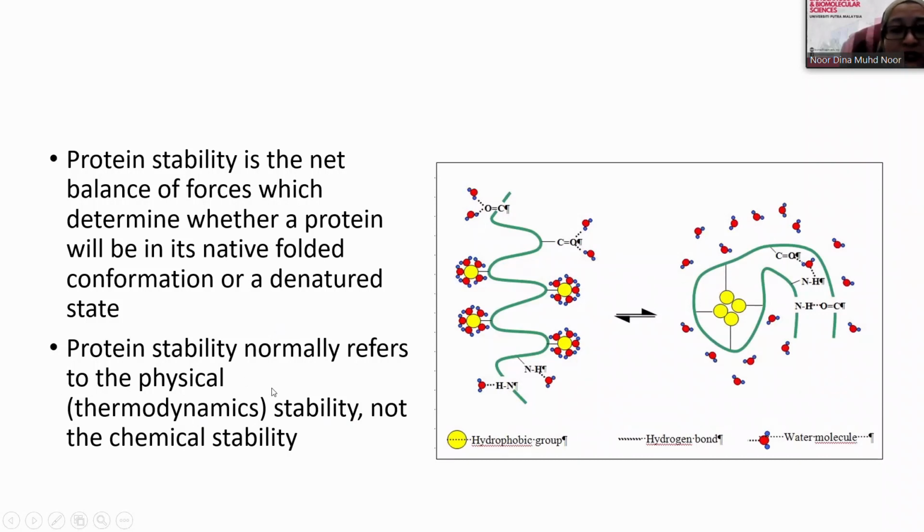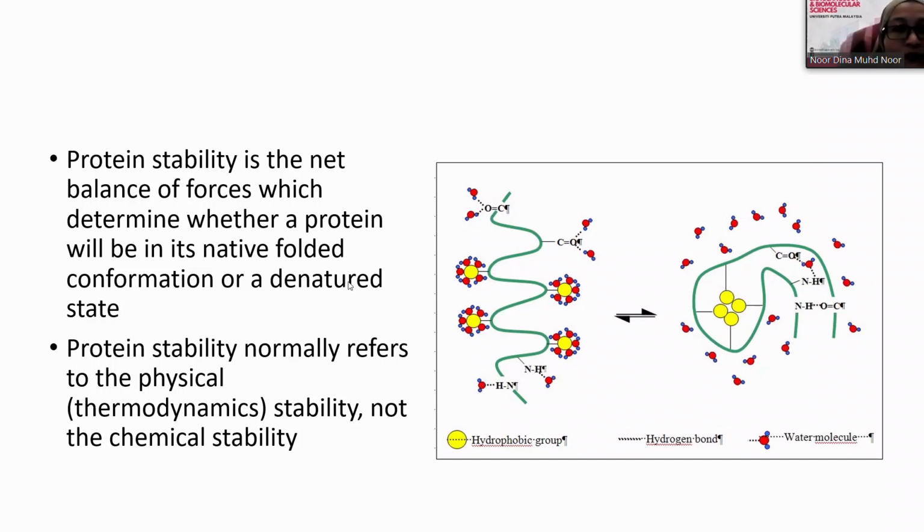So thermodynamic stability includes how the environment, in terms of the solutions or temperature, the pH, all those we call physical parameters that will affect the physical stability of the proteins or thermodynamics of the protein.